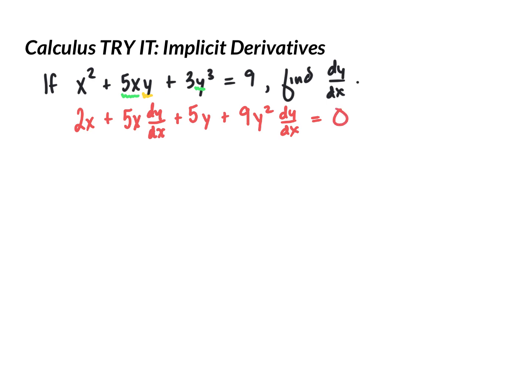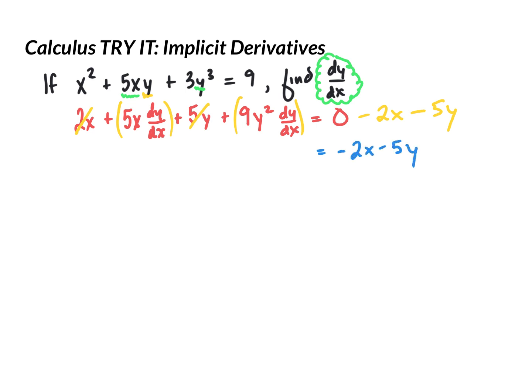At this point, because our goal is to find dy dx, we're going to separate our derivative pieces here into dy dx stuff and non-dy dx stuff. So, of course, we have two terms here that have dy dx's. I'm going to choose to leave those where they are and move the other non-dy dx stuff to the other side. So I'm going to subtract 2x, and I'm going to subtract 5y. And then at this point, on the right side, I've got negative 2x minus 5y.